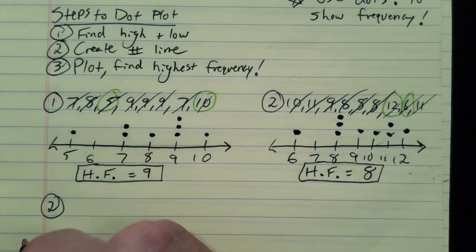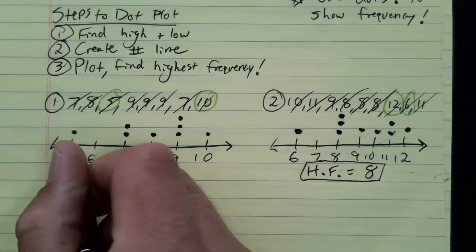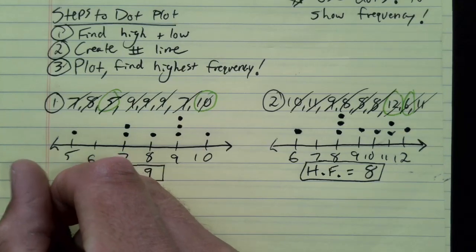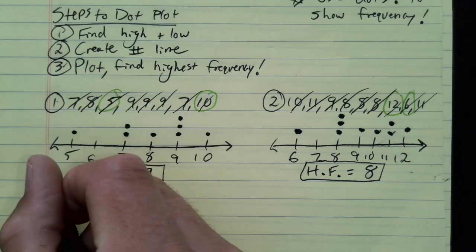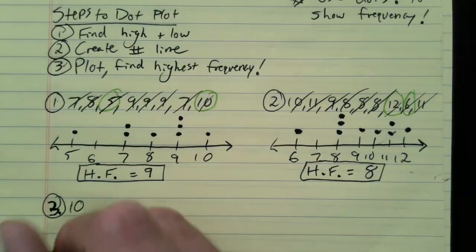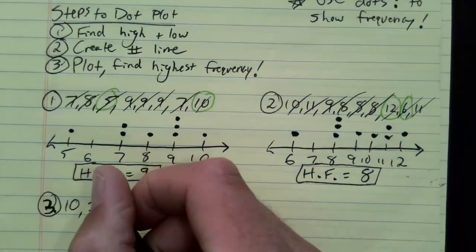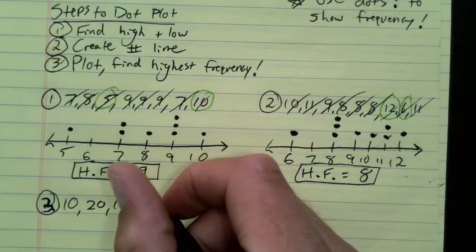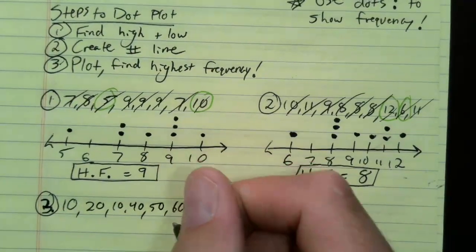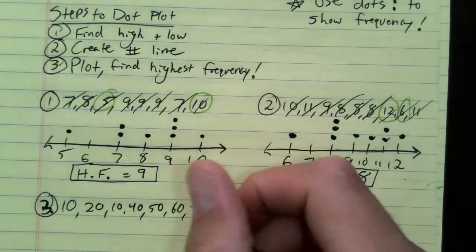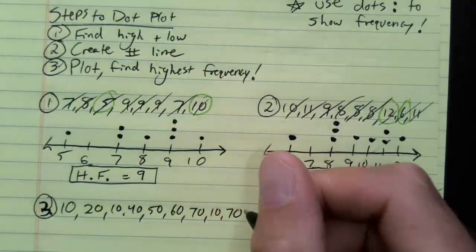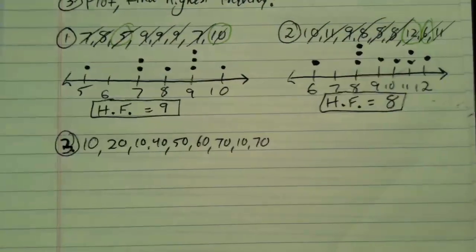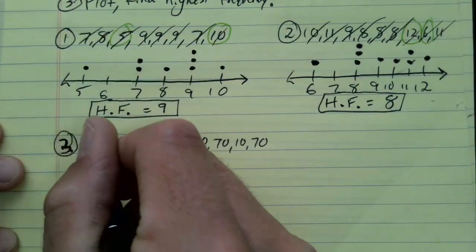This one's number 3. So on number 3, we have 10, 20, 10, 40, 50, 60, 70, 10, and 70. All right, so step 2 is just to create that number line. So we'll just create that number line.